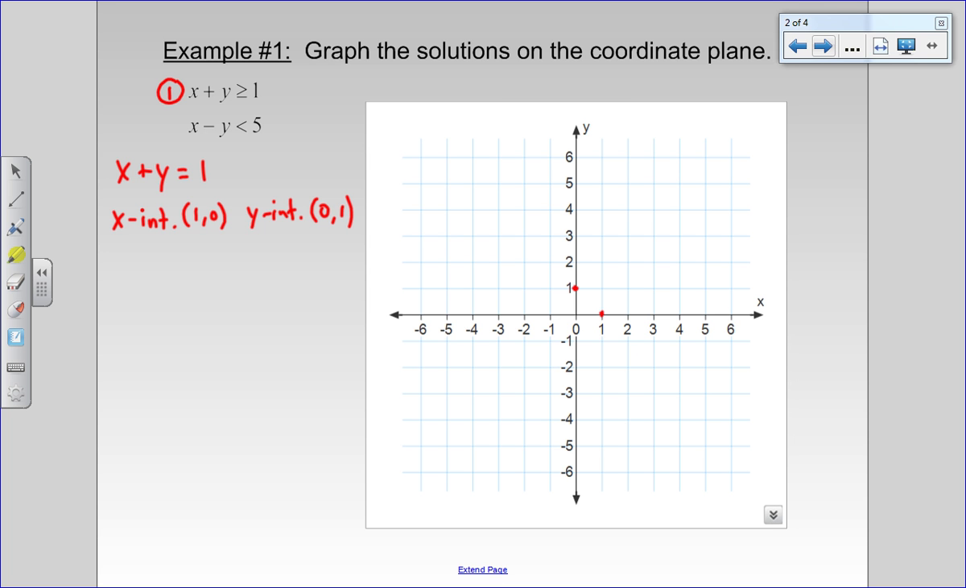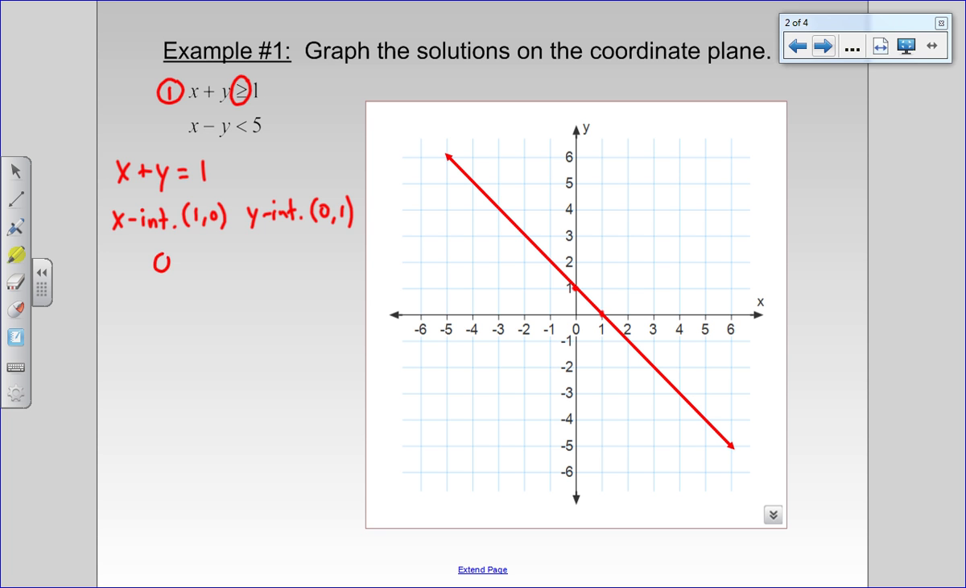And then since we have a greater than or equal to symbol in our inequality, we'll use a solid line to show that the points on the boundary line are solutions of this inequality. Next, to determine where the other solutions of the inequality are located, we can use a test point. In this case, the origin is an easy point to use.